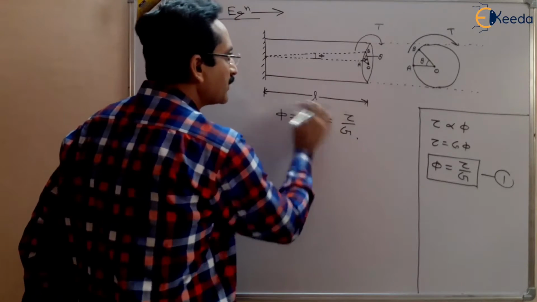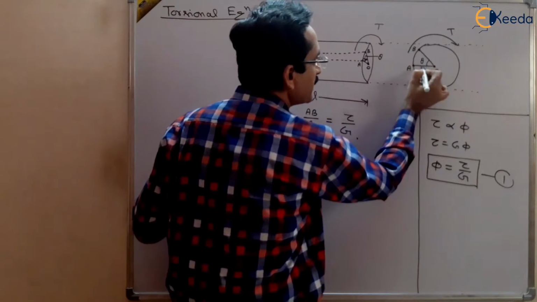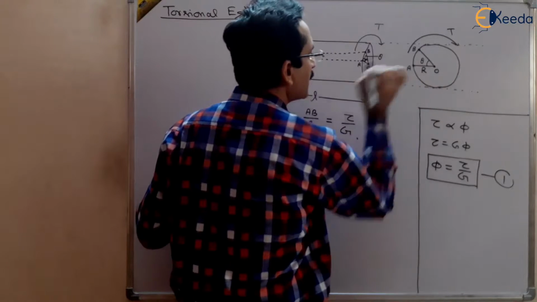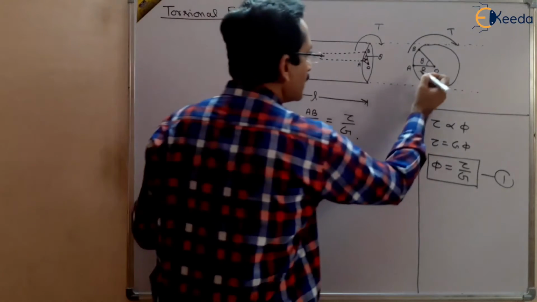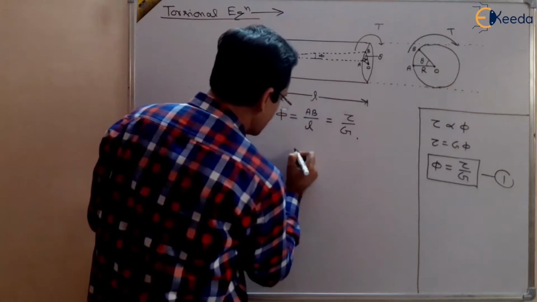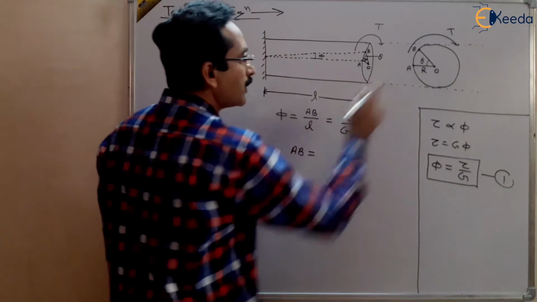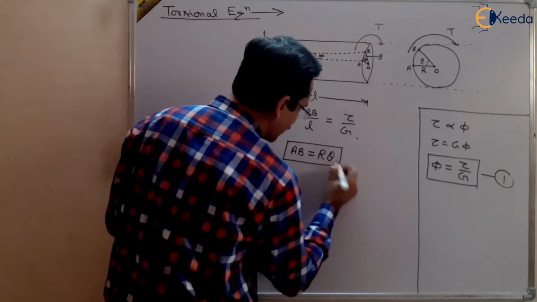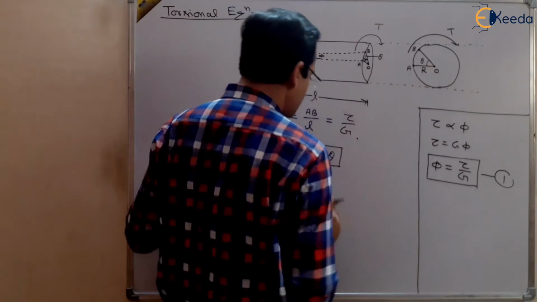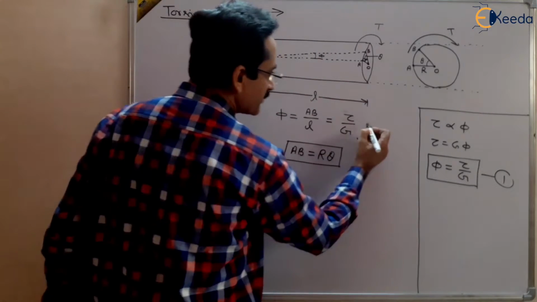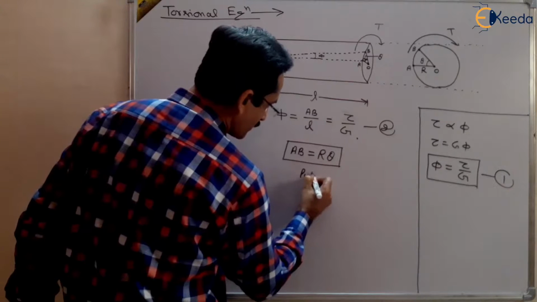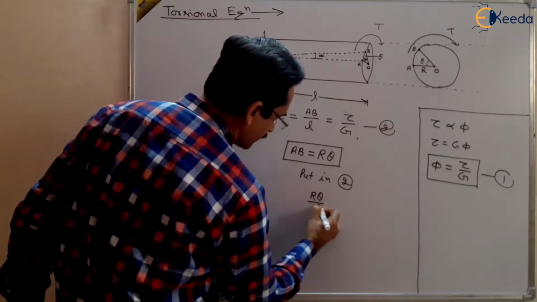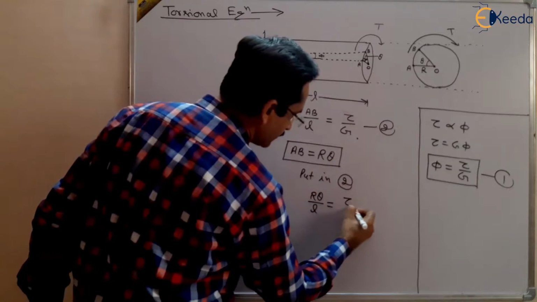But what is AB? AB is this arc, and suppose the radius of this shaft is capital R. Then the length of this arc AB will be equal to R theta. You know that the arc length is given by the radius multiplied by the angle of twist. This is equation number 2. Put it in equation 2, and what you will get is R theta upon L equal to tau by G.